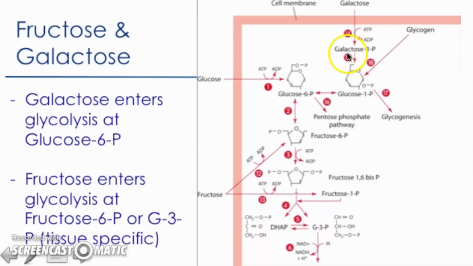The next step, we have conversion of galactose 1-phosphate to glucose 1-phosphate. And then the next step from there is conversion of glucose 1-phosphate to glucose 6-phosphate. We know from previous discussion of glycolysis that glucose 6-phosphate is an intermediate of step 2 of glycolysis. So it is at this point that we have galactose entering the glycolytic pathway.